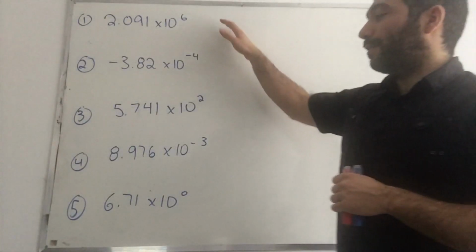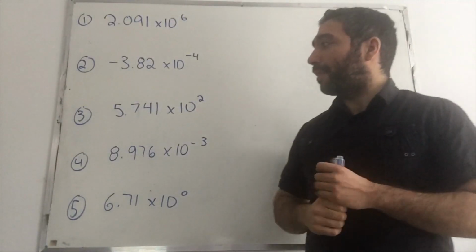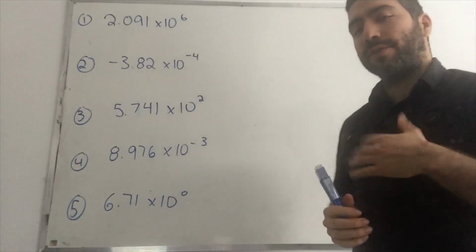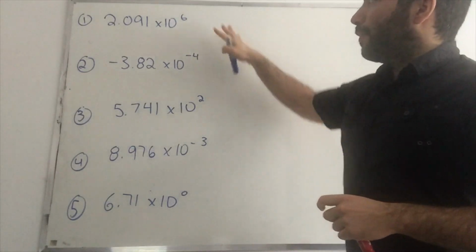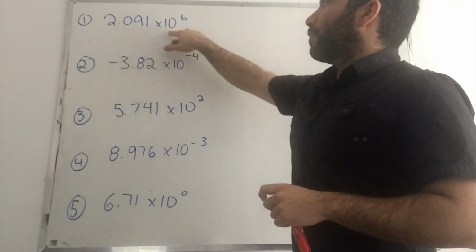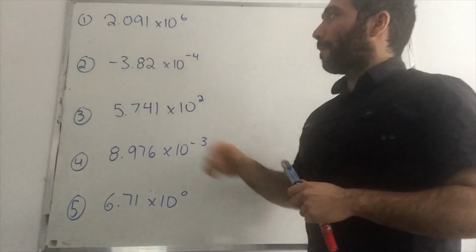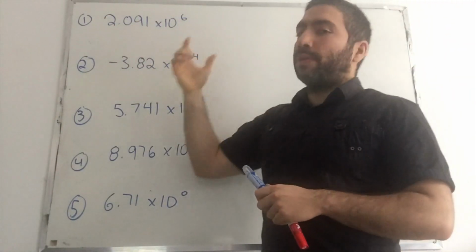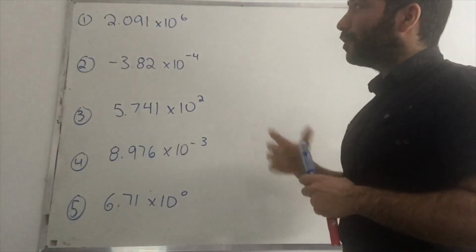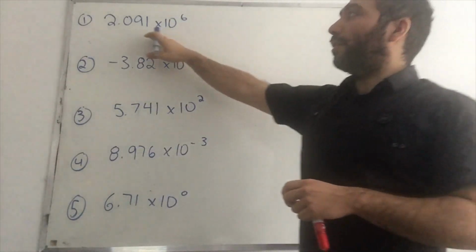Okay, so let's solve these 5 examples together. If you want, pause the video, try it yourself, and then see if your answers match the answers that I get. So the first example, we have 2.091 times 10 to the positive 6. This is in scientific notation because 2.091 is between 1 and 9.99. That's the first thing you catch. And now we have to convert this to a number.